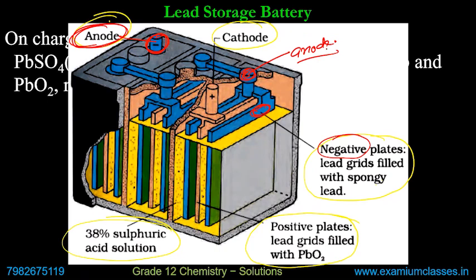When we discussed the Daniel cell, galvanic cell, we talked about anode being negatively charged because the current flows in the outer circuit from the cathode to anode. And current always flows from positive to negative terminal in the outer circuit. And positive plates are cathode. These ones, cathode here.